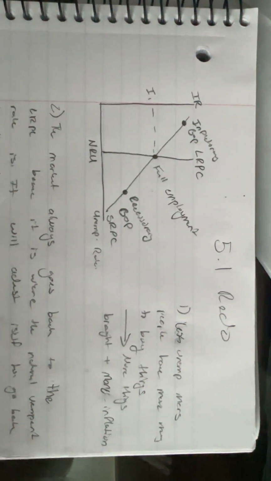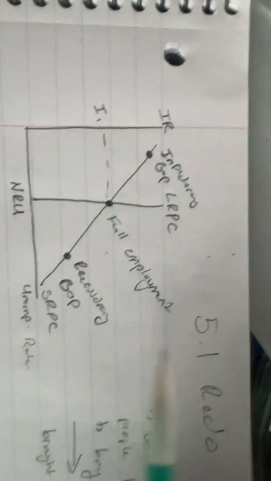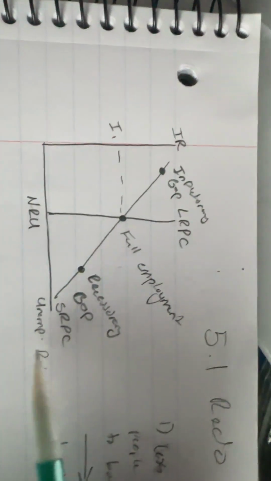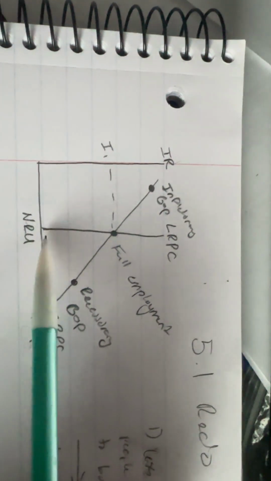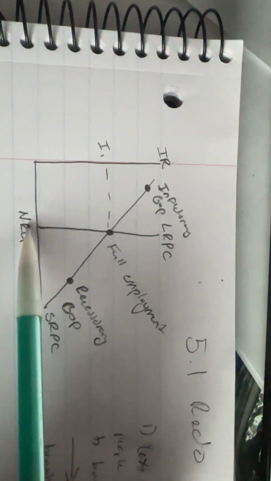This is a 5-point run redo for the Phillips curve. So this is the Phillips curve graph. Right here is the long run Phillips curve, and that's the short run Phillips curve. On the x-axis, there's the unemployment rate, and on the y-axis, there's the inflation rate. Where the long run Phillips curve is, that's where the natural rate of unemployment is.